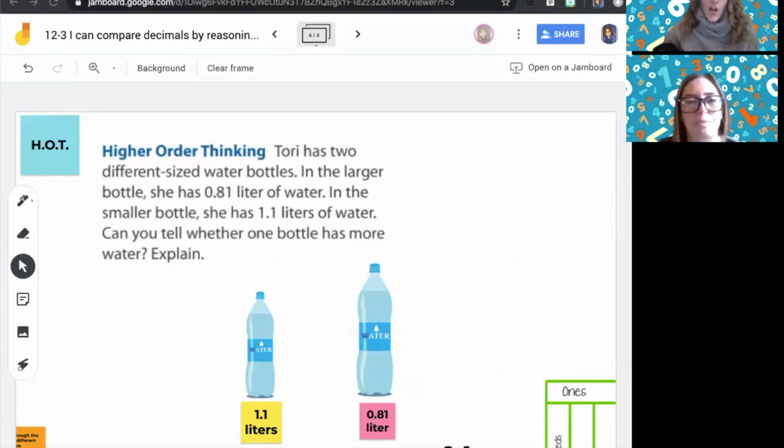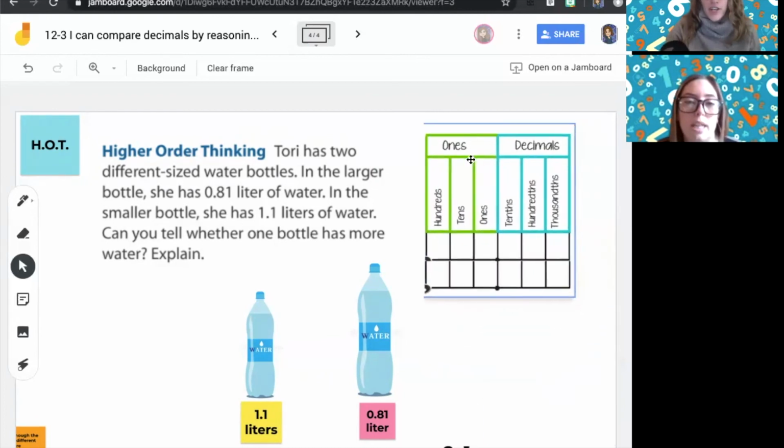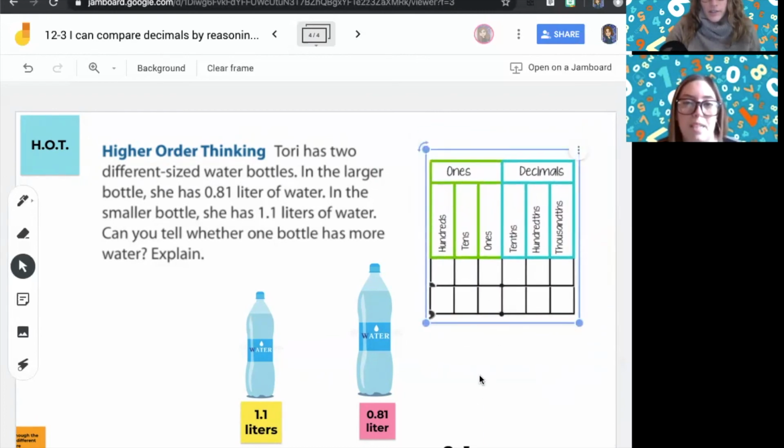Explain. Well, Ms. Schultz, we don't even really need to look at the numbers. Just check the picture. The one on the right is much bigger than the one on the left. True, Ms. Ortiz, but make sure you read the question carefully. It says, can you explain whether one bottle has more water? So we're not comparing the size of the bottles, but we're comparing the amount of water in each bottle. Let's use our place value chart. Definitely.